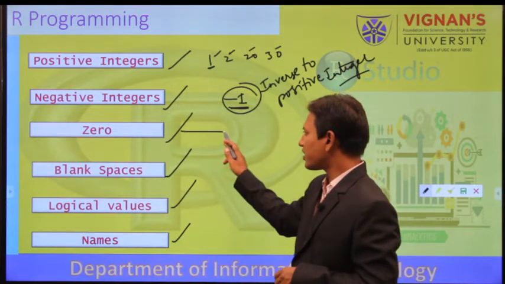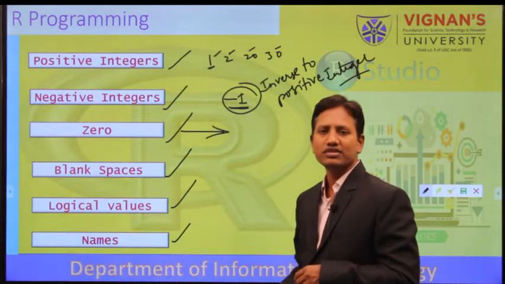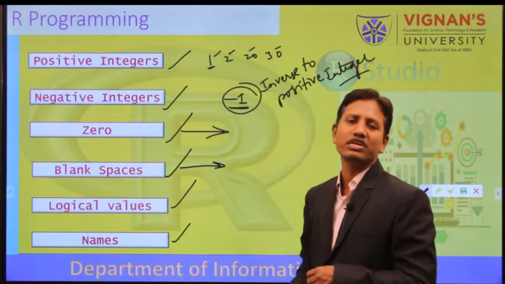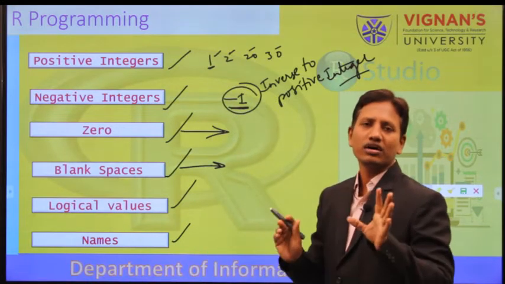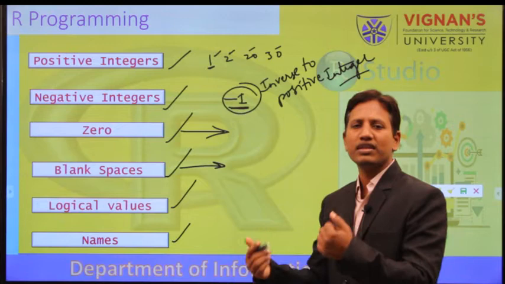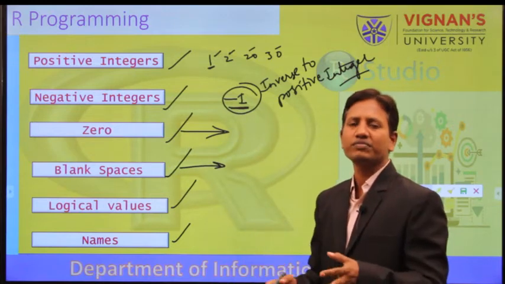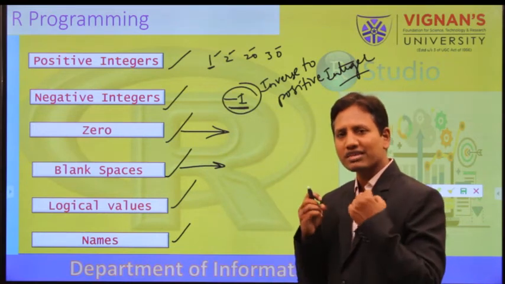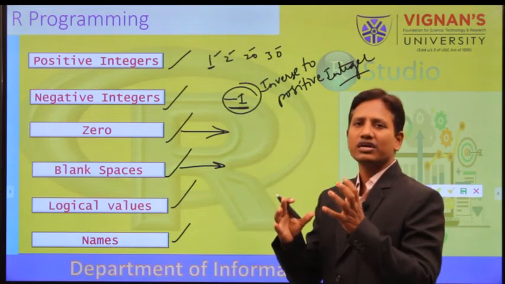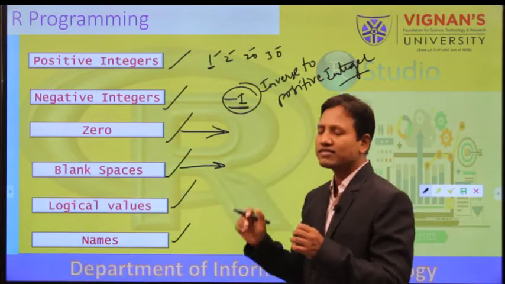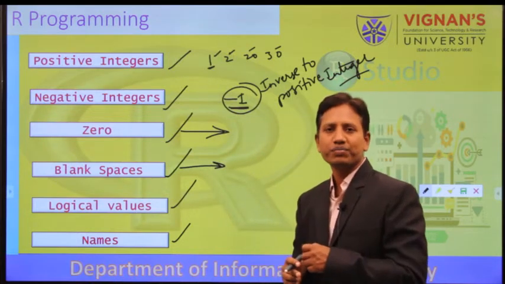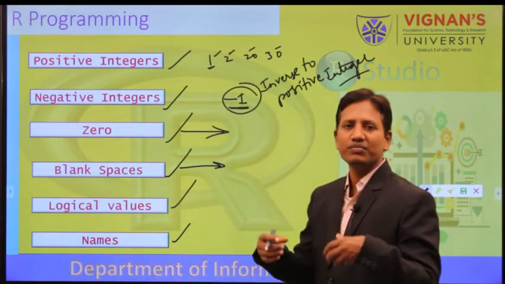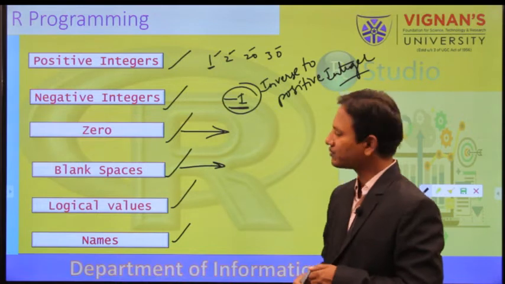And 0 indexing, of course, we don't have much use of this. And blank spaces, if you don't give any index value, obviously it is going to select all the objects, whether it can be a list or a vector or data frame or matrices or anything. If you don't pass any value as an index one, R is going to treat that the user is asking me to pick all the values.